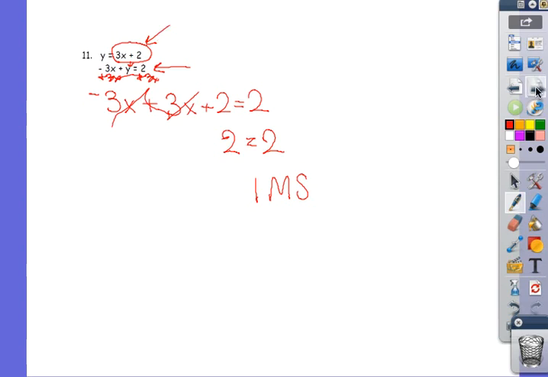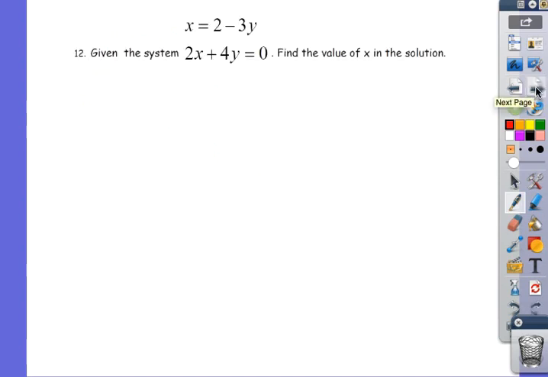Okay? All right. Number 12. Given the system, find the value of x in the solution. So, basically, they want us to solve this system, but all they want is the x. If you get an ordered pair, they don't want the ordered pair, they only want the x. So you have to pay attention to the directions. If it says solve the system, then we want the x and the y. If it says just find the x or just find the y, then that's what we want. Now you might end up finding them both, but then for your answer, just put the one that's being asked.